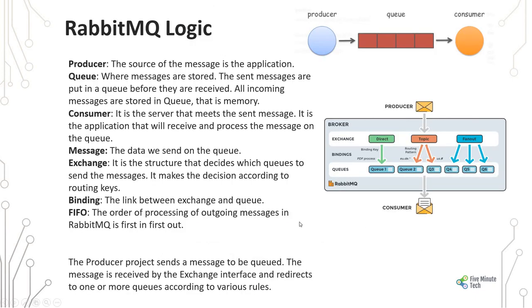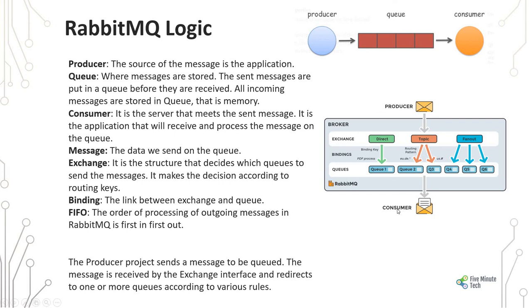So what is the entire logic of RabbitMQ? RabbitMQ works in a pub-sub model: producer, consumer, and a queue. Producer is the source of the message in the application. So if you see here, the producer is the source which provides all the messages. The queue is where the messages are stored. So this is the entire section of queuing mechanism. The sent messages are put in a queue before they are received. All incoming messages are stored in the queue, that is the memory.